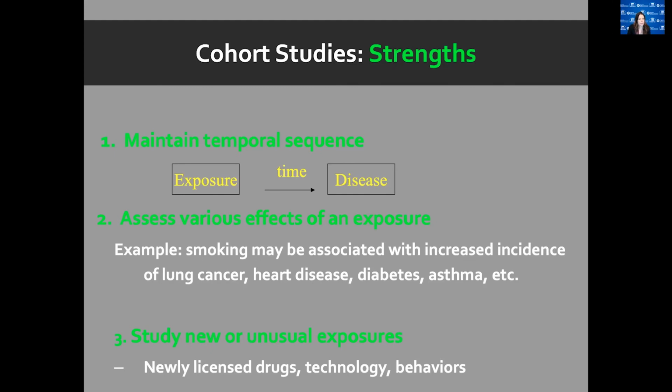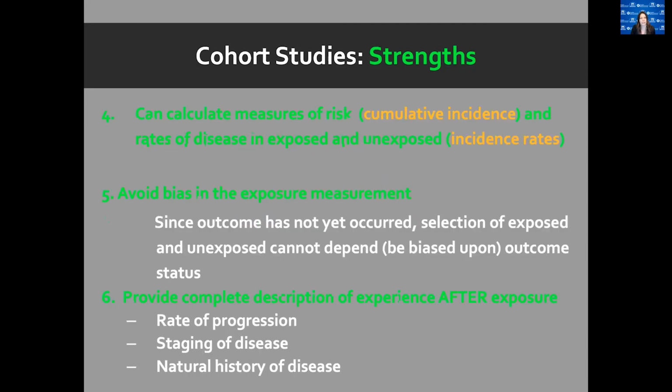They're also good for studying new or unusual exposures. The reason that they're good for studying unusual exposures is that cohort studies tend to be larger in terms of number of people involved than some of the other study designs. And so if you have a larger study sample, then the chances of being able to identify people with unusual or new exposures is going to be a little bit greater. You are able to calculate measures of risk over time and incidence rates.